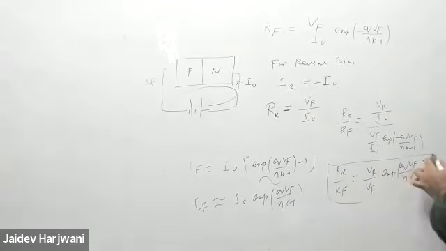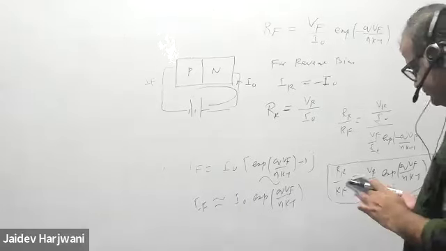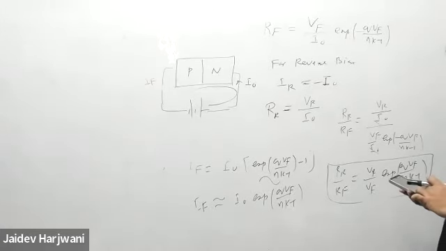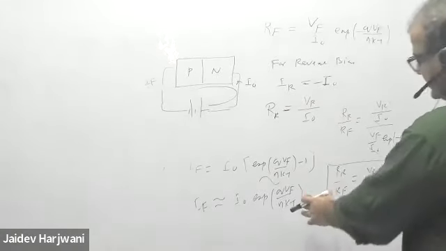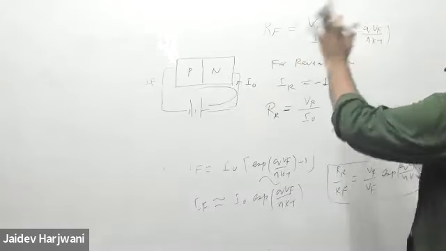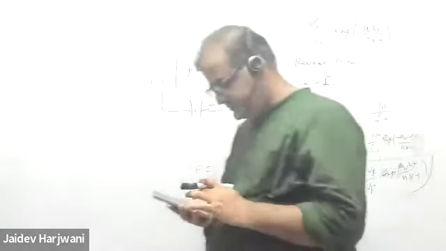Check, is there no such option? Have I made any mistake? Which one will it be, A or B? Where is A? So VR upon VF, exponential QVF, that is option A. Check whether I made any mistake. IF is correct. RF is VF upon I naught exponential negative, correct. For reverse bias, it is like this. Okay, option A should be correct.